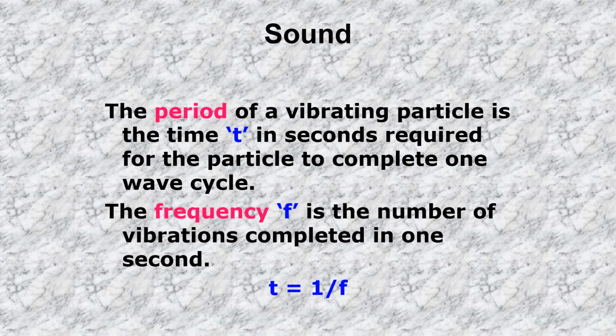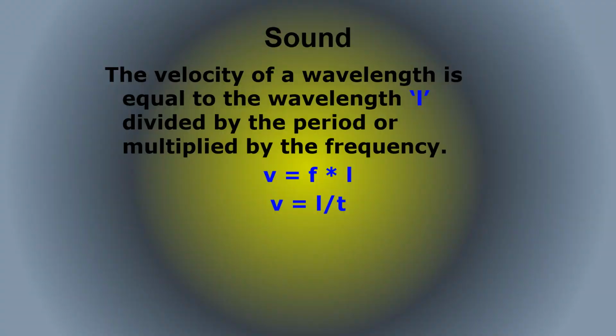The period of a vibrating particle is the time in seconds required for the particle to complete one wave cycle. The frequency is the number of vibrations completed in 1 second. The period and frequency are the inverse of each other. As the period increases, the frequency decreases, and as the frequency increases, the period decreases. The velocity of a wave is equal to the wavelength divided by the period, or multiplied by the frequency.